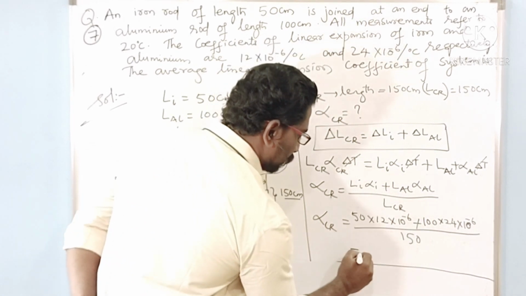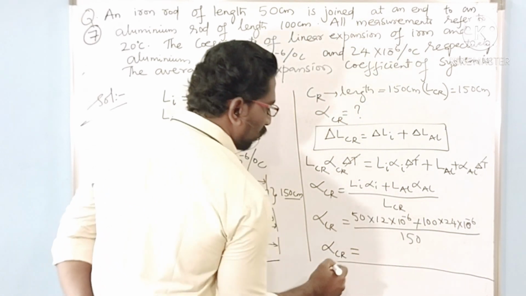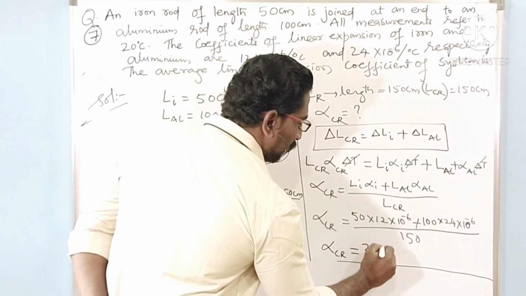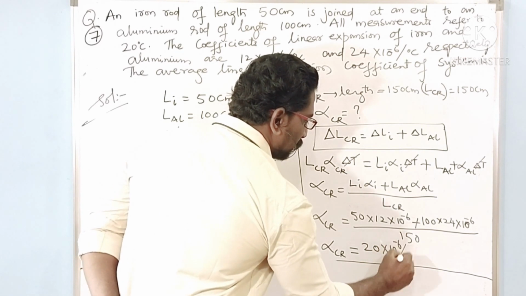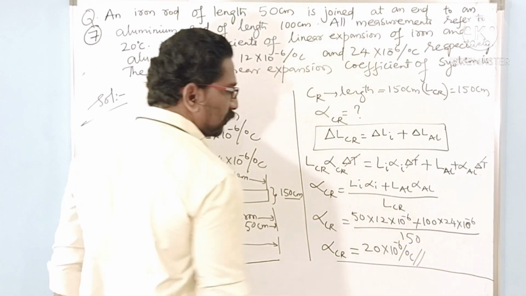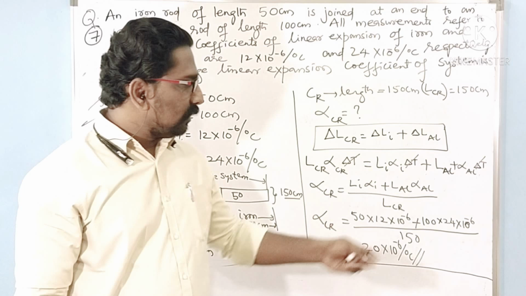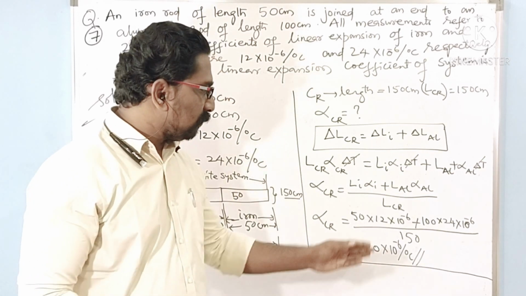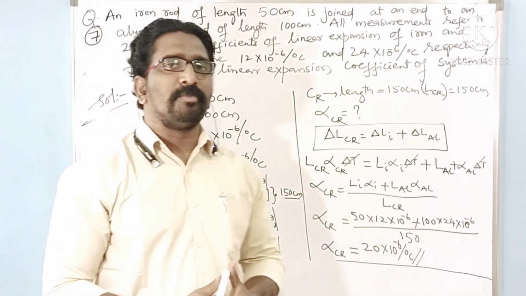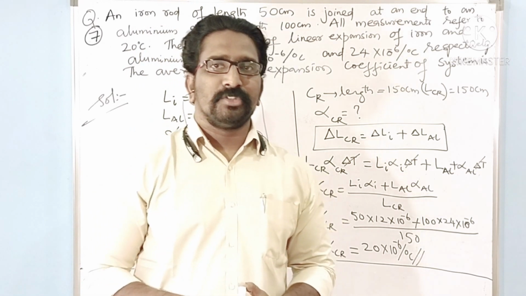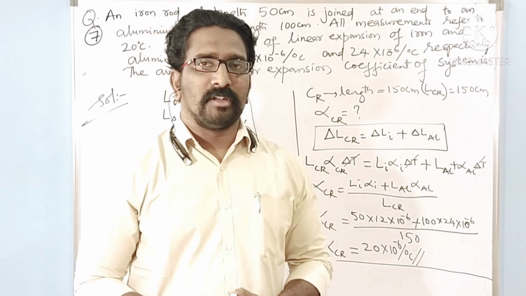If you solve this, your answer will be 20 into 10 power minus 6 per degree Celsius. So this will be your answer. I hope, students, you have understood this particular numerical. Thank you.